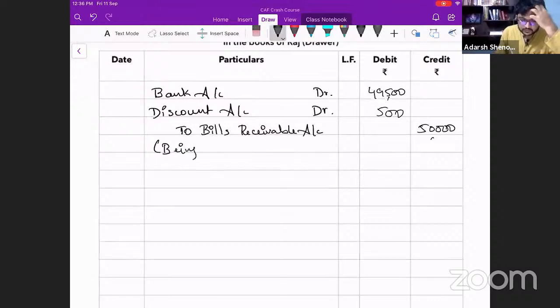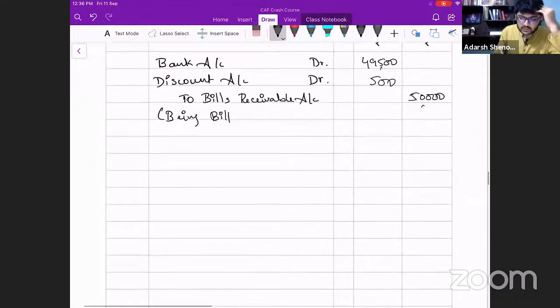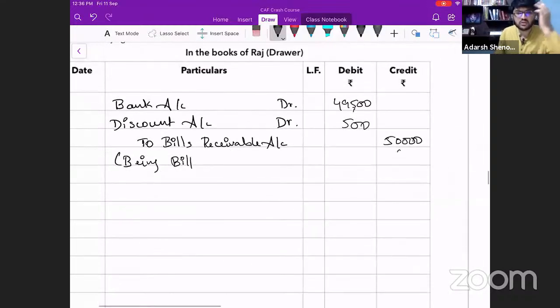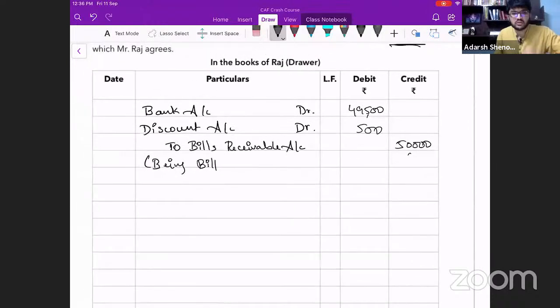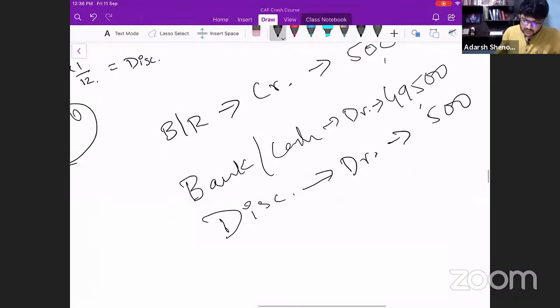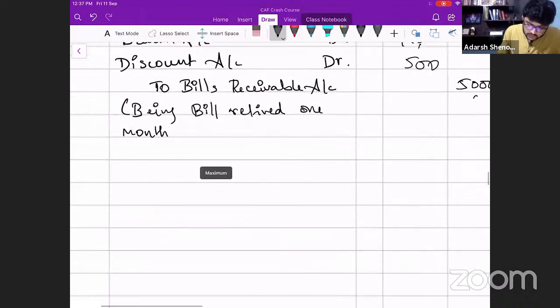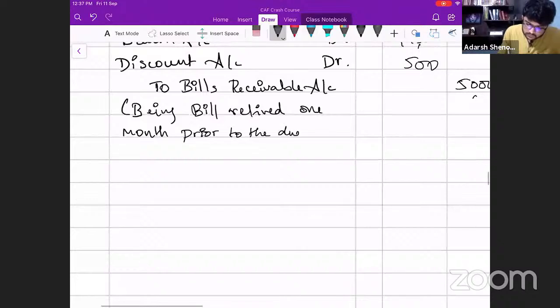Being bill retired, we are cancelling the bill. No, bill receivable is being cancelled. When we credit bills receivable, that means you're cancelling that bill. You're cancelling that, right? Being bill retired 1 month prior to the due date, by allowing a discount.